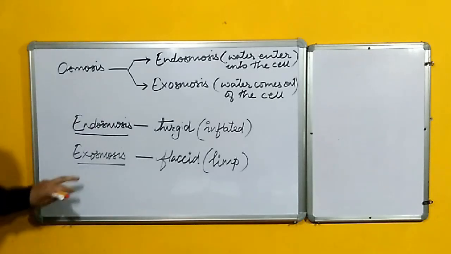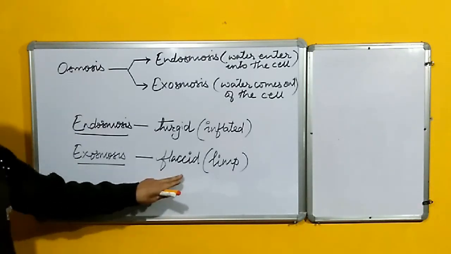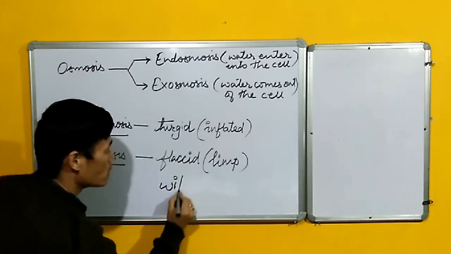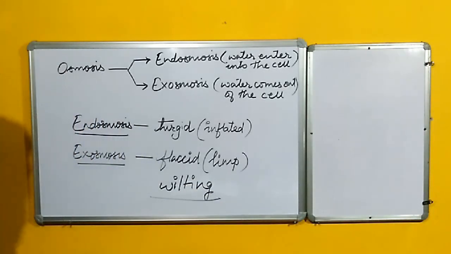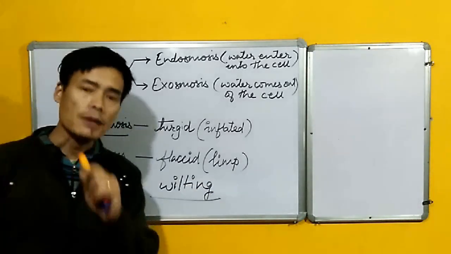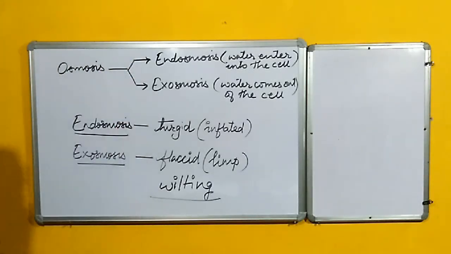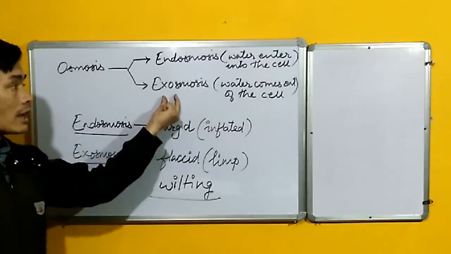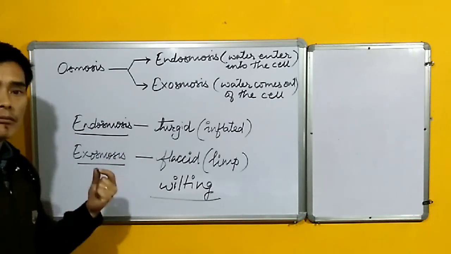Now, if there is continuous exosmosis taking place in the plant body, then the plant will undergo wilting. And if wilting continues, then the plant dies. So these two phenomena, endosmosis and exosmosis, play a very significant role in the plant body.